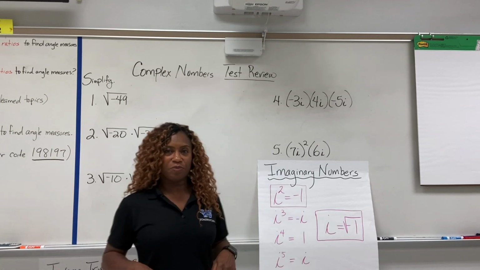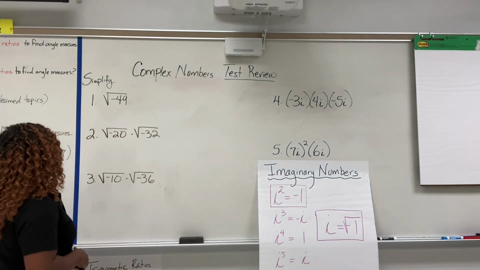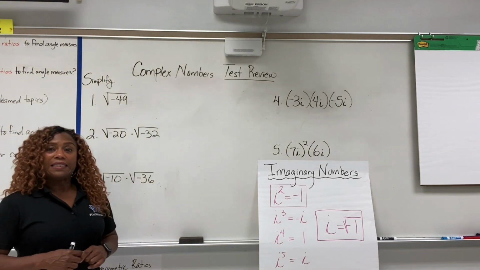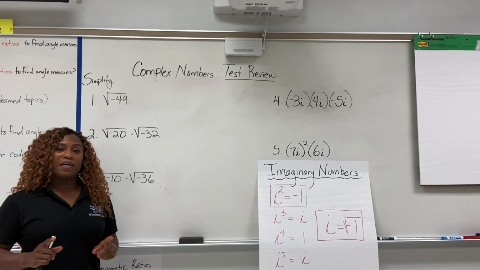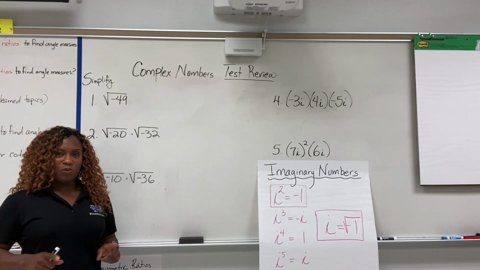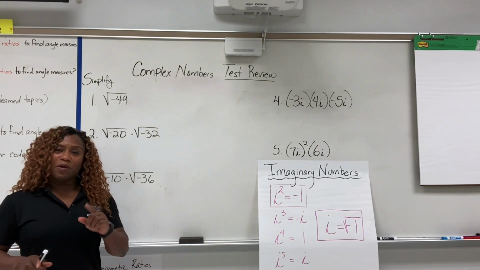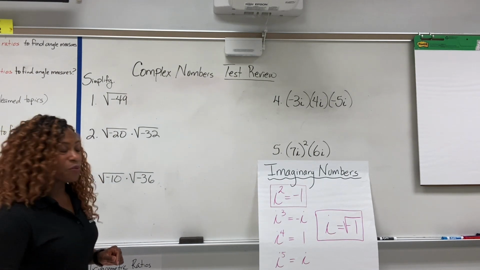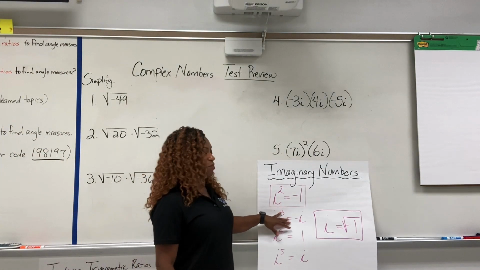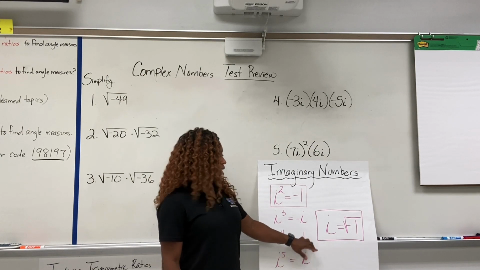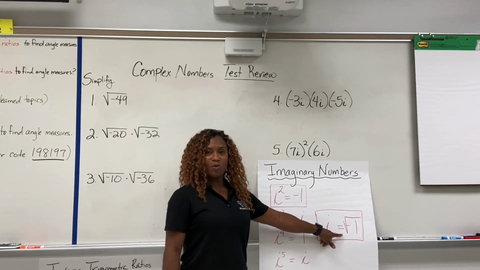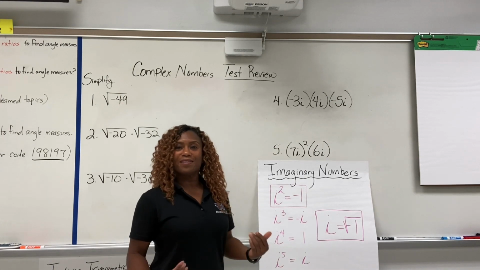So let's get started. Problem number one wants us to simplify the square root of negative 49. Now, all of us have experienced simplifying positive square roots, but what about negative square roots? Now we know how to do those. Why? Because we learned about something called imaginary numbers, and we found out that the imaginary number or unit i is equal to the square root of negative 1. So we're going to apply that to this problem.